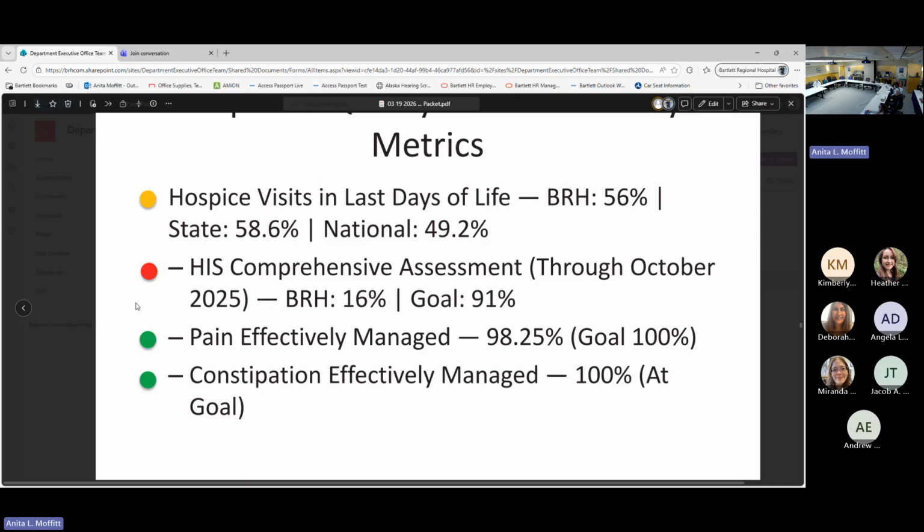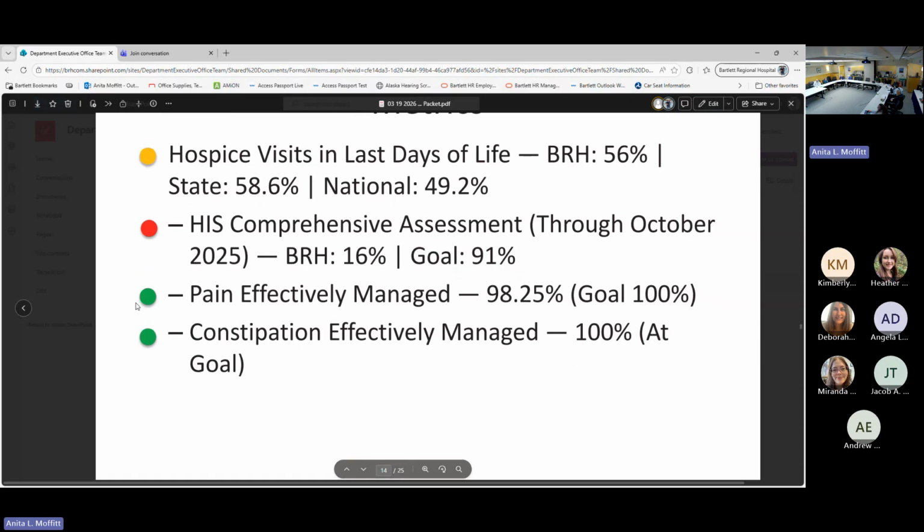Well, we have improved over the last several months. Still waiting for some of the data to come in, but I can tell you just by the office talk that we are getting in to see those patients very quickly and expeditiously. You'll notice the HIS comprehensive assessment is 16%.